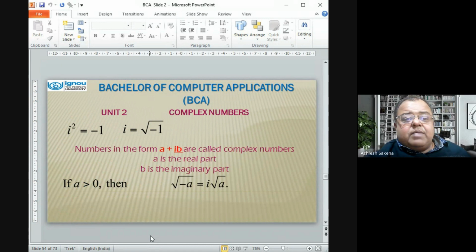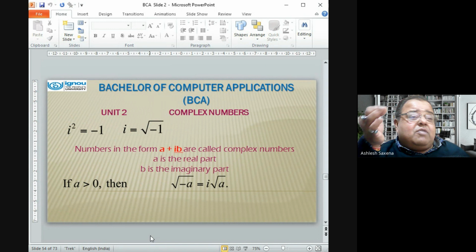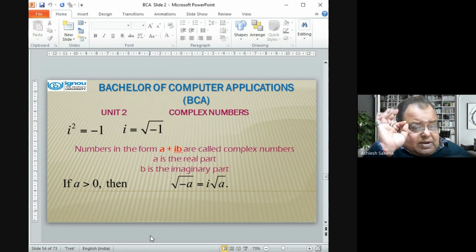I was talking about complex numbers. Any number which can be written in the form of A plus iB. Listen to it very carefully. I will take you back to my last session, where I told you that a quadratic equation ax square plus bx plus c can be solved by a formula and by splitting the middle term.